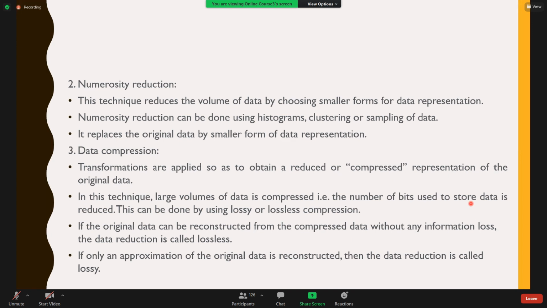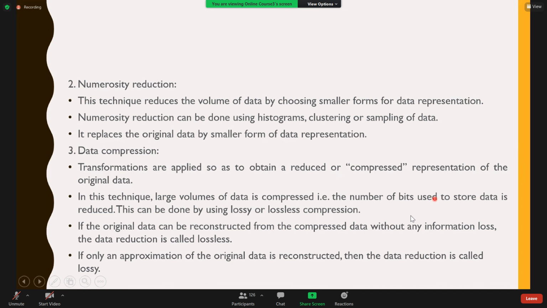So lossless means, after compression, you are getting the compressed data, right? So from this compressed data, if you can reconstruct the original data, then we say it is lossless compression. The other one is lossy. From the compressed data, if you can't retrieve the original data completely, then we say that reduction is lossy compression.